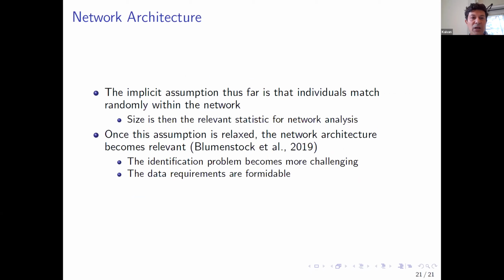And then finally, I want to talk about the network architecture. Up to this point, the implicit assumption has been that individuals match randomly within the network. And this is why essentially the size of the network is a relevant statistic for the analysis. But once you relax this assumption, then the network architecture becomes relevant. And this is what Josh is going to be talking about. The challenge, again, as with assimilation, is that when you go forward in this way, the identification problem is going to be more challenging. And he'll show you how you can creatively address this. And of course, the data requirements are formidable. Now you need to understand the links within the network as well. And so you need very special data to do this.